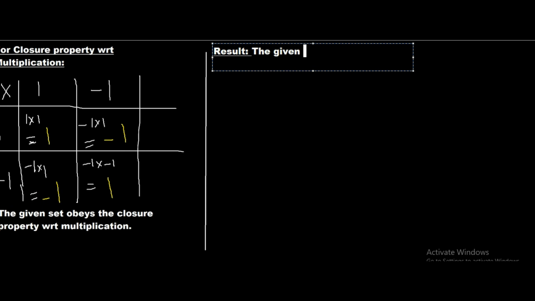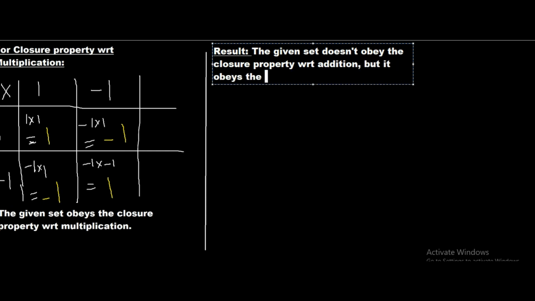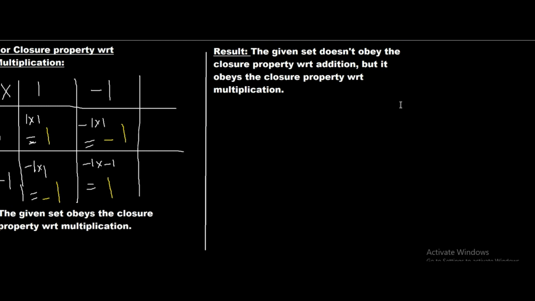The given set does not obey, first because of addition, so does not obey the closure property of addition, but it obeys the closure property with respect to multiplication. So this is the final answer of part 4 of question 1.